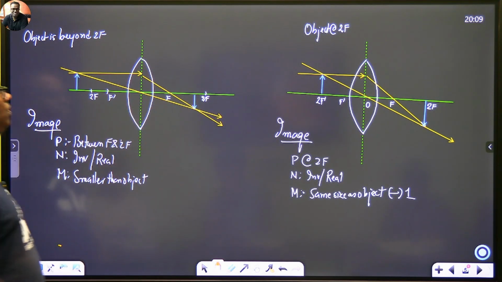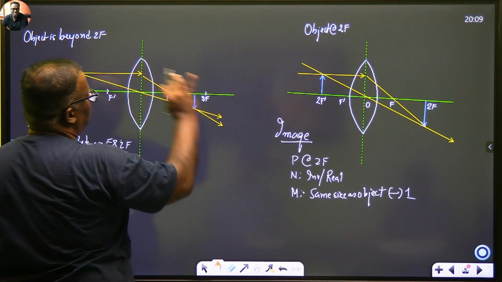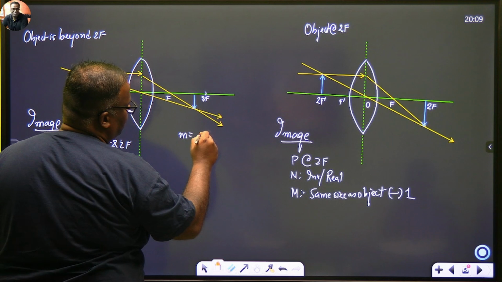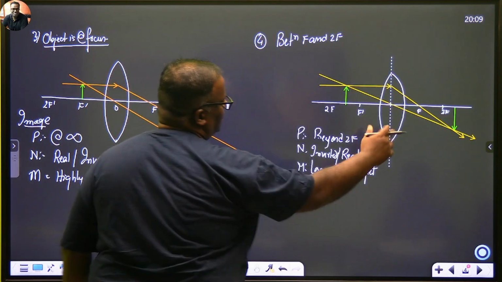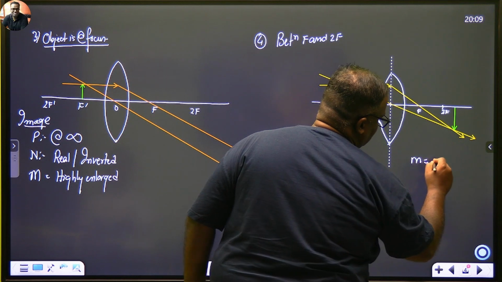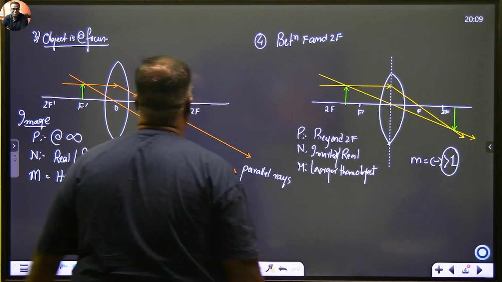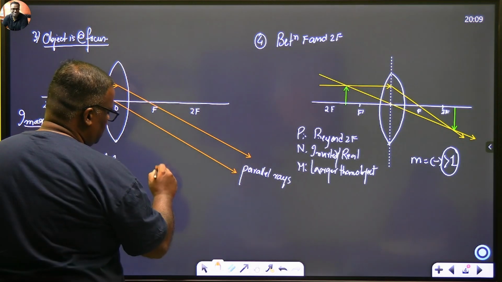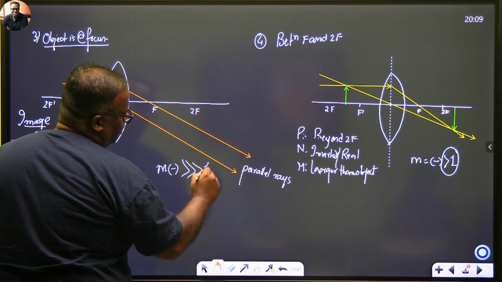What will be the magnification value here? M will be equal to, it's a bigger one, so the smaller, negative less than 1, right? What will be the magnification in this case? It will be a negative greater than 1, means this value will be greater than 1. What will be the magnification in this case? Negative substantially greater than 1.